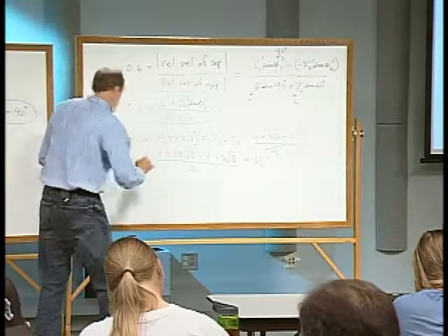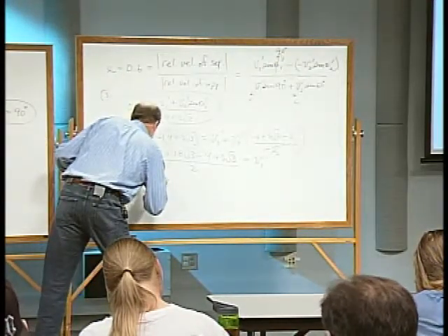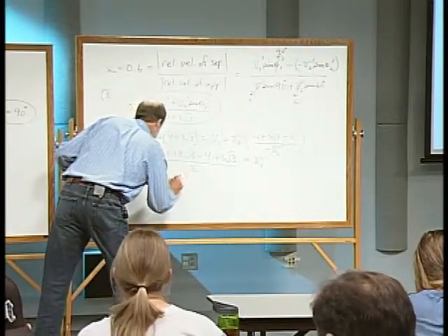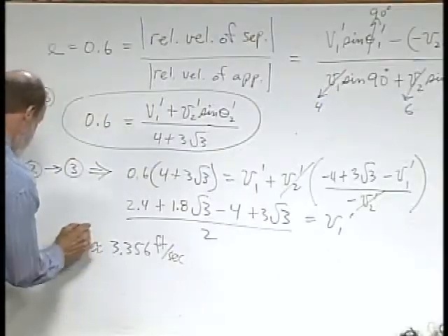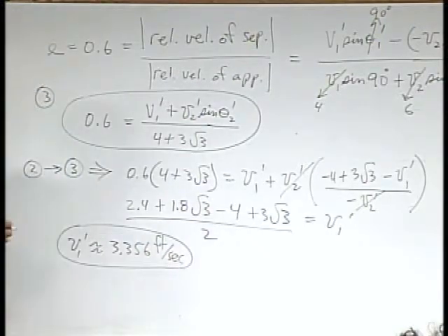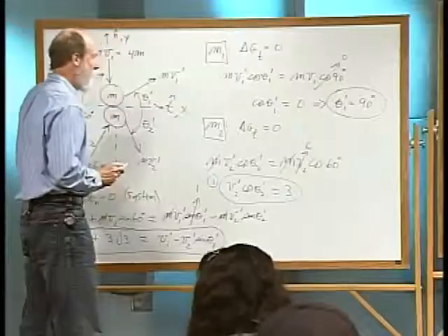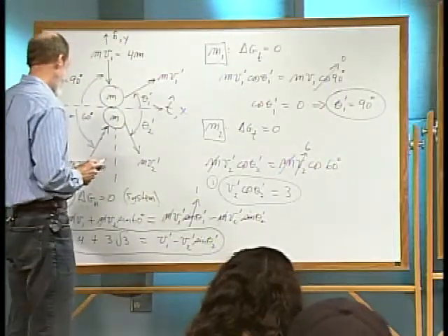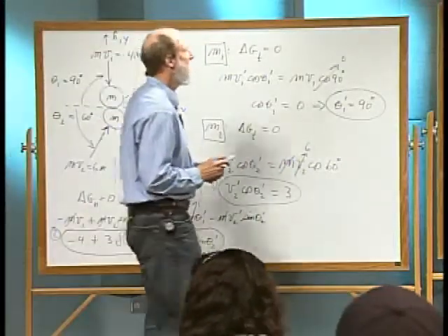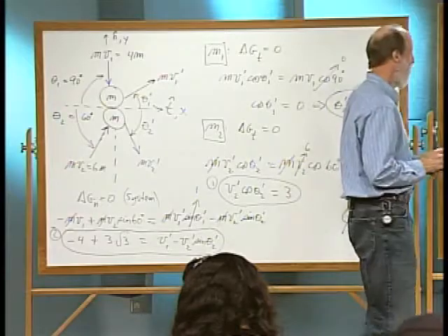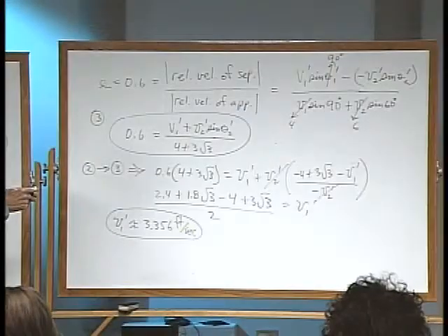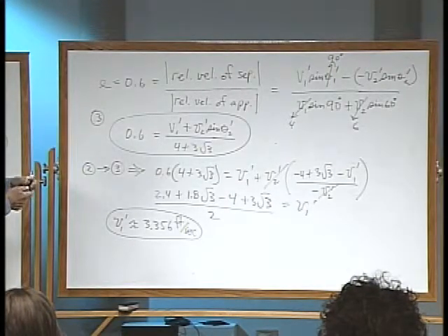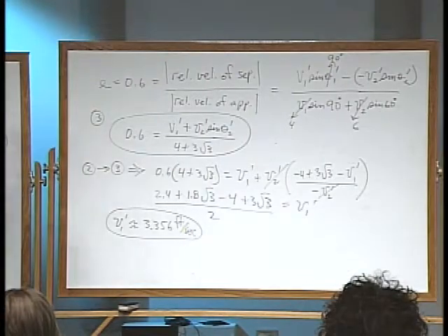3.356. Yep. And this should be feet per second, I believe. And then we have an expression somewhere. Well, can I get the other? What did I do? Can I get the v2 prime right now? Should be able to.